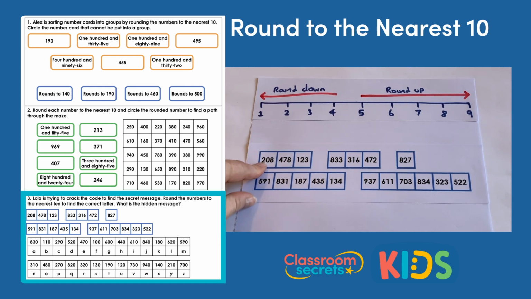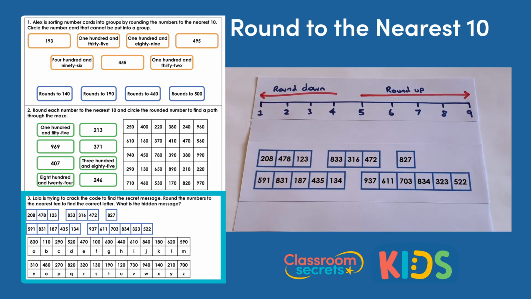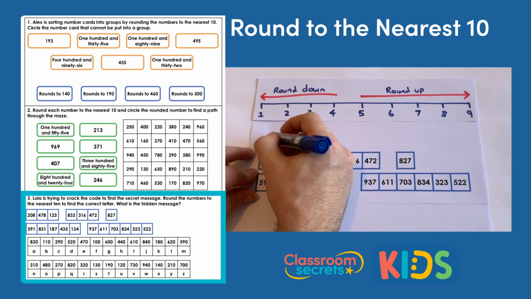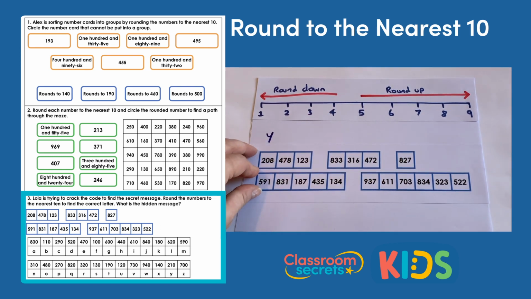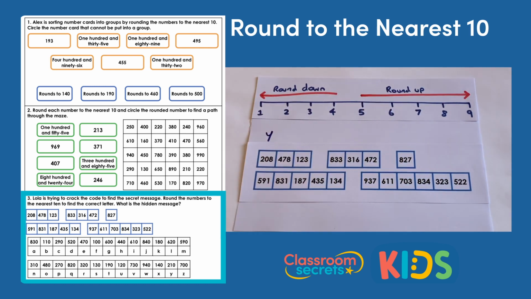So our first number then is 208. That's got 8 ones, so we're going to round that up to 210. And we can see on the chart at the bottom that 210 is a Y. Our next one is 478. We're going to round that up because it's got 8 ones, and that's going to round to 480. And we can see on our chart that's an O.